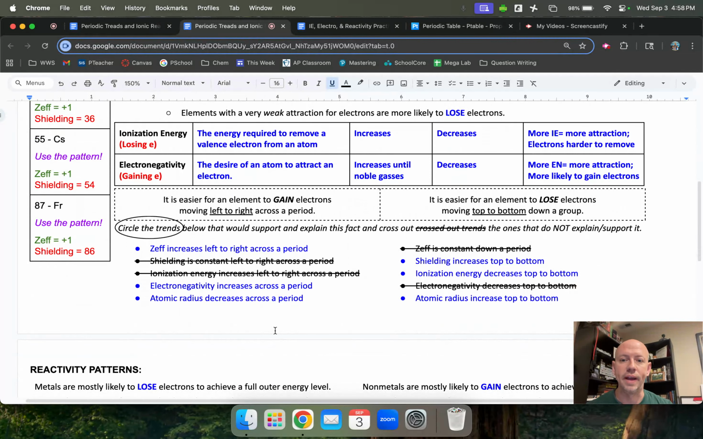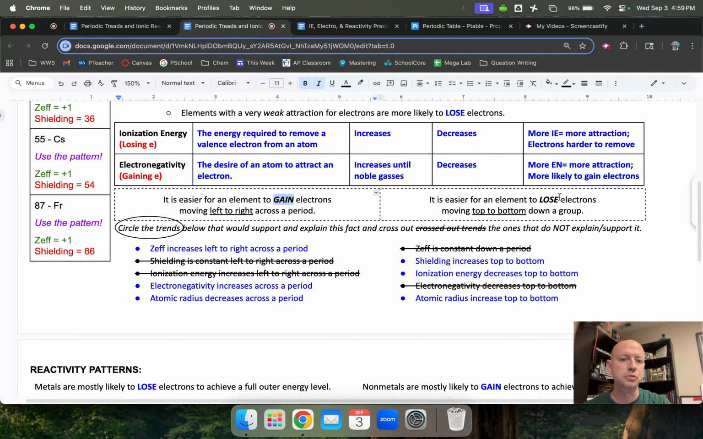So when we are going left to right, we've got more Zeff, which means more positive charge holding the electrons. The shielding stays the same. That doesn't have anything to do with how much we want to gain. The ionization energy does go up, but that's not about gaining electrons. The thing about gaining electrons is electronegativity. And that all connects because of that greater attraction associated with the smaller atoms. So we've got a smaller radius. So right here, this is our why on the gain. More positive charge, more electronegativity in that smaller, more attractive atom.